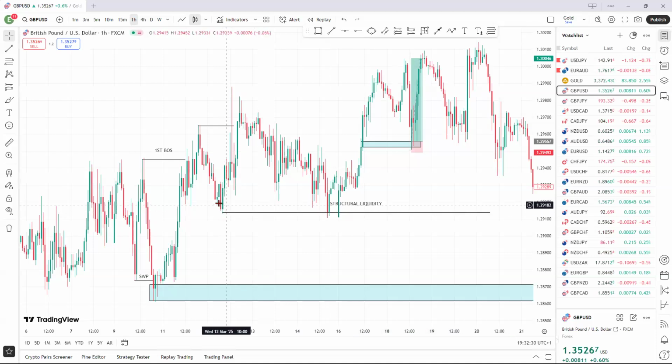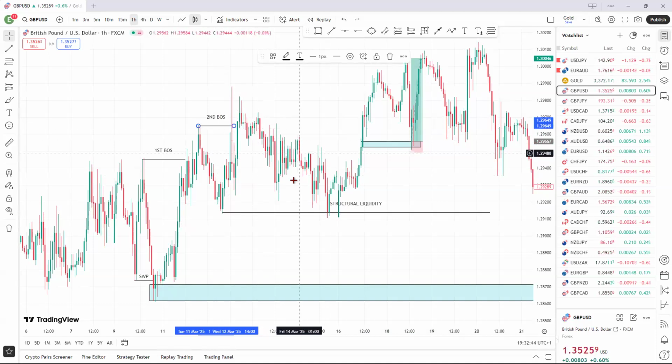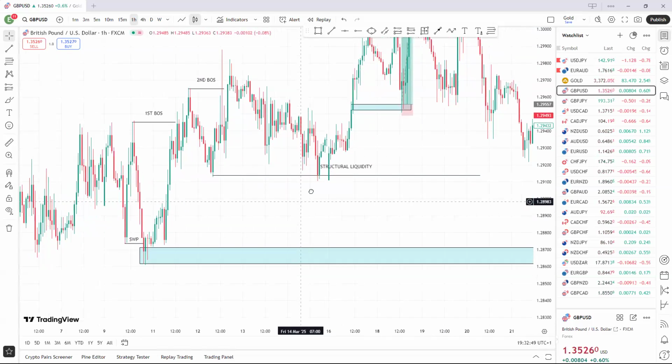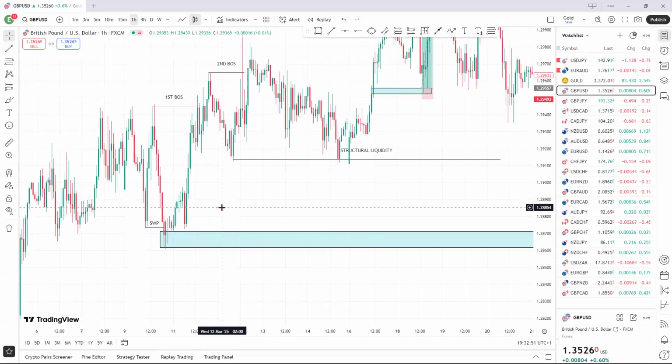Then after your structural liquidity or inducement, it goes up again to give you a second break of structure. That still confirms that we are still in an uptrend, we are safe, because you should not be trading against the trend. Second break of structure. What you have to look for next is your demand zone or your supply zone. This is a buy trend, so we are going to look for a demand zone.